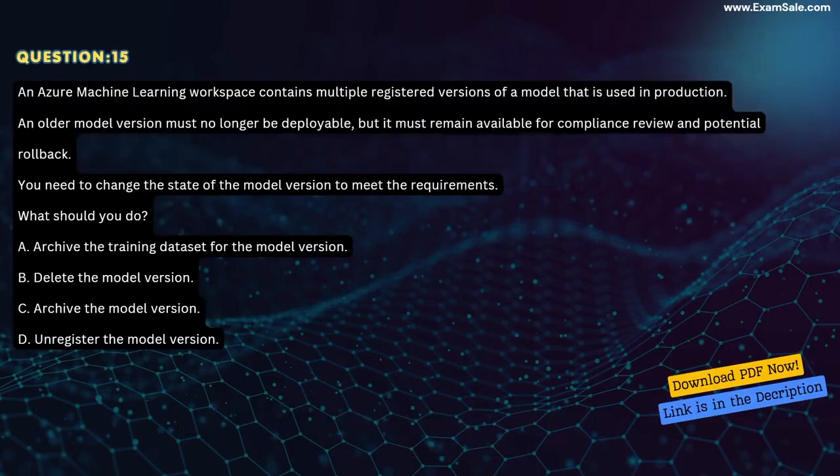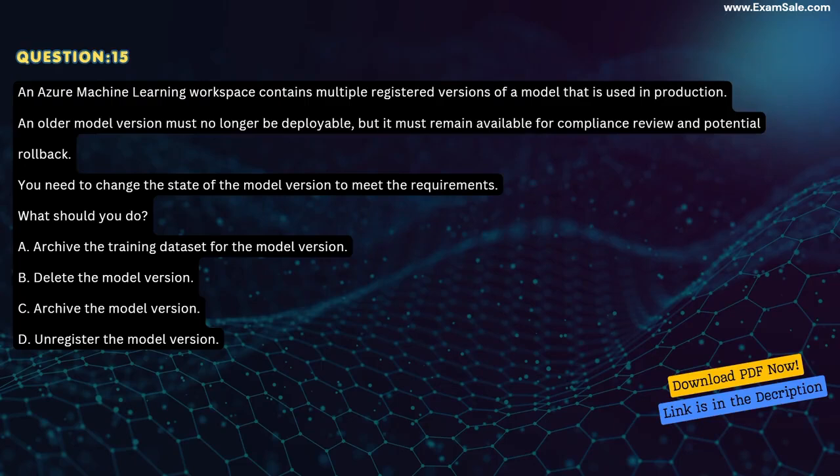Question 15. An Azure Machine Learning workspace contains multiple registered versions of a model that is used in production. An older model version must no longer be deployable, but it must remain available for compliance review and potential rollback. You need to change the state of the model version to meet the requirements. What should you do?